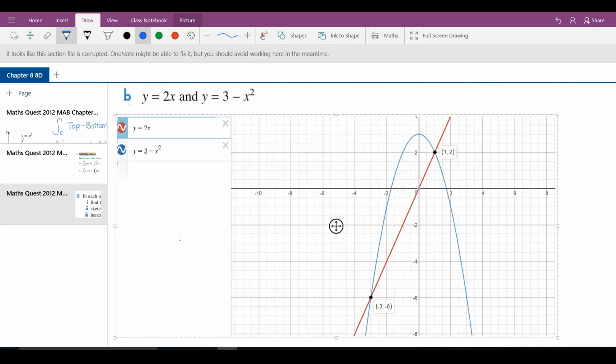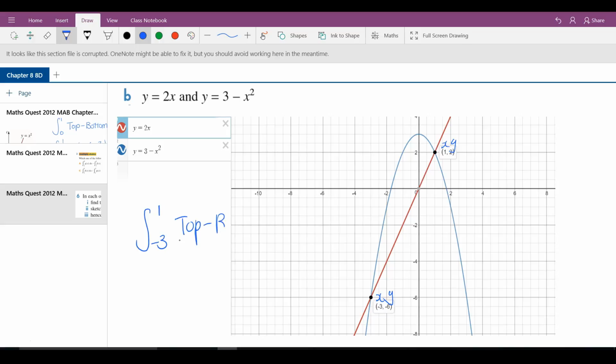Question B. I already graphed the function. We'll look at the intersect, so it's from -3, this is the x, y, x, y, so it's from -3 to 1. That's where they intersect. So it should be integrating from -3 to 1. It's always top minus bottom, and integrate with respect to x.